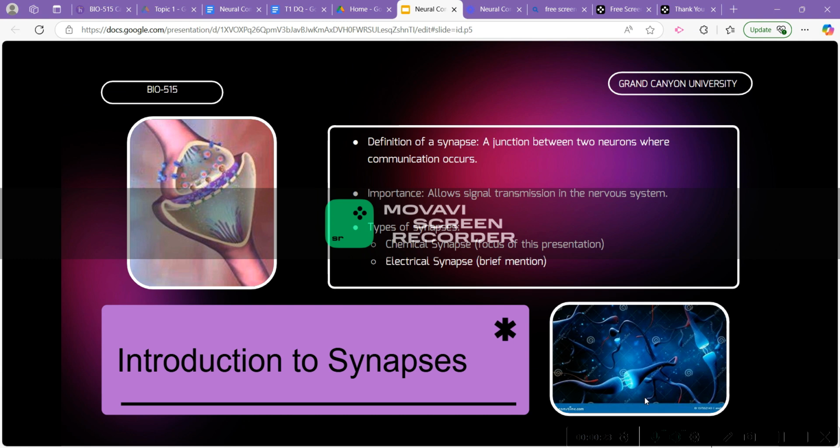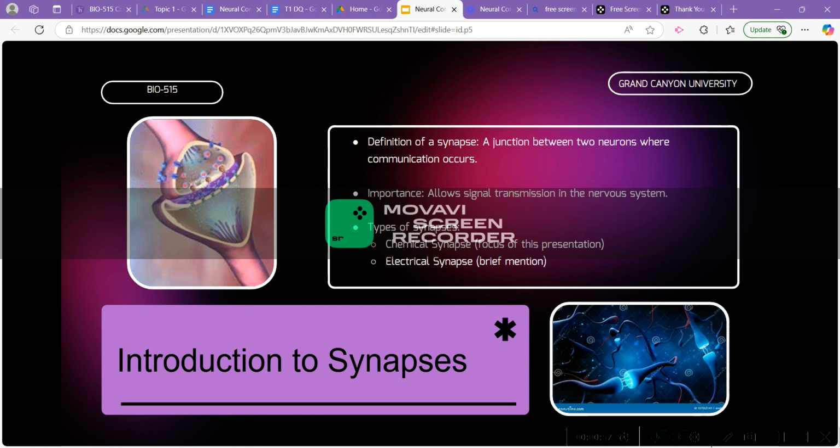A synapse is the junction between two neurons where communication occurs, allowing the transmission of signals throughout the nervous system. This process is essential for coordinating sensory input, motor response, cognition, and various physiological functions. Synapses enable neurons to pass information either electrically or chemically, ensuring efficient communication between different parts of the body and the brain. There are two main types of synapses: chemical synapses and electrical synapses.